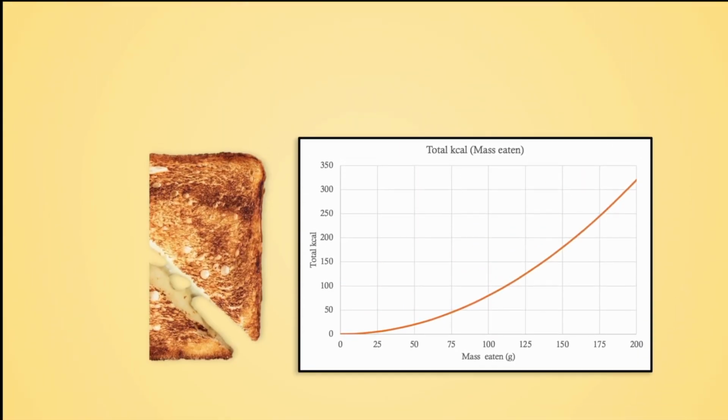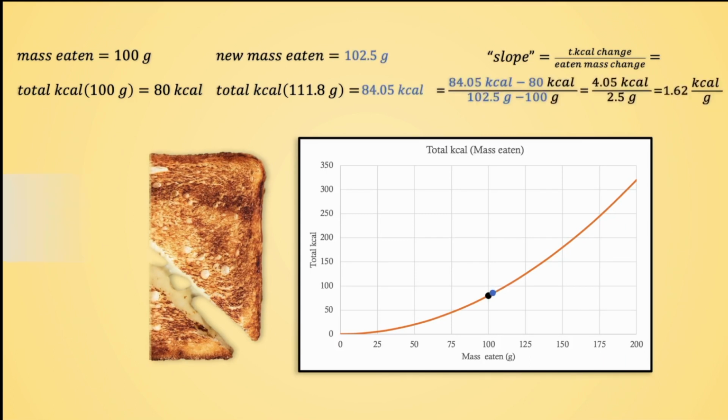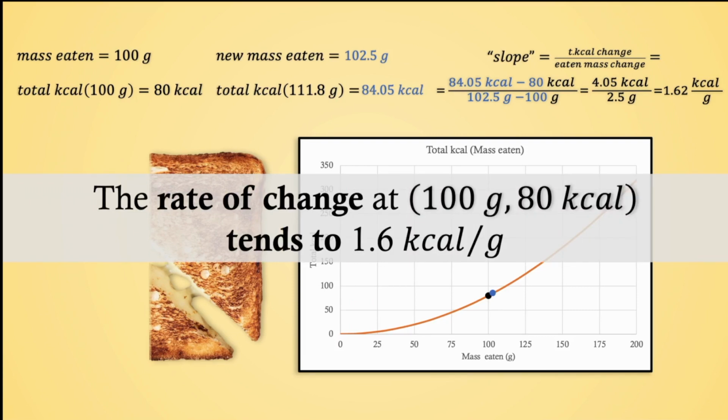We can apply this to the mass and the calories of the sandwich: fix a certain point for the variable mass eaten, and use the quotient kilocalories change by mass change for thin slices of the grilled cheese. We arrive again at a value, 1.6 kilocalories per gram, for the rate of kilocalories changed by mass at a certain sandwich total mass eaten of 100 grams.